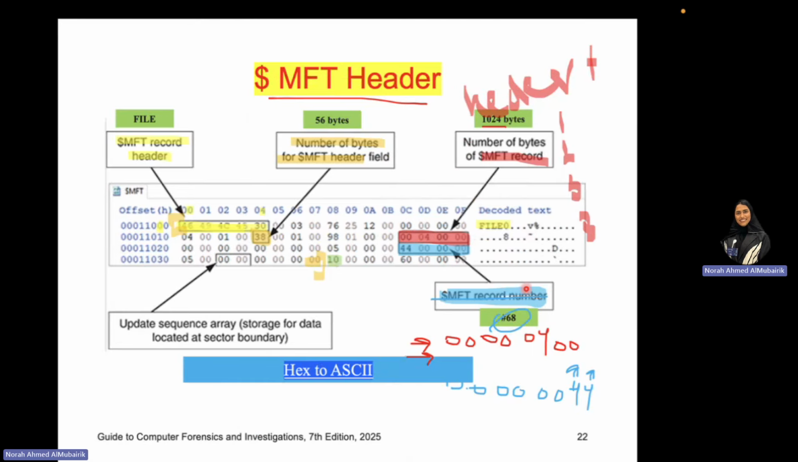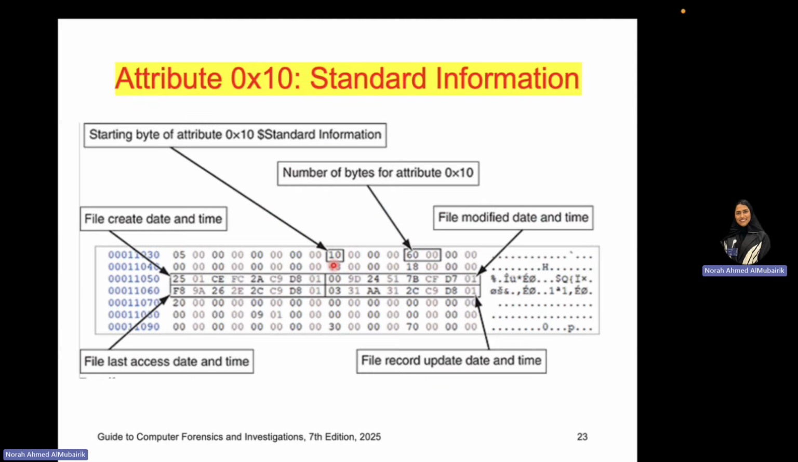Now let's go after the MFT header. We know that the header is just 56, and from here we count 56. So this is 10, this is attribute 10. What is attribute 10? Attribute 10 is actually the standard information about the file. So let's go to the standard information about the file.